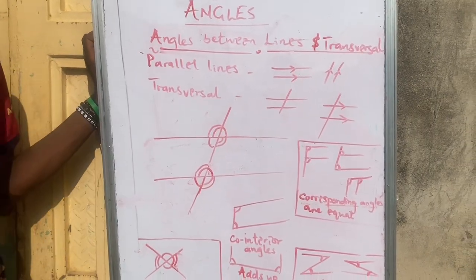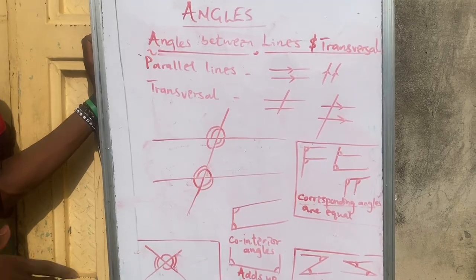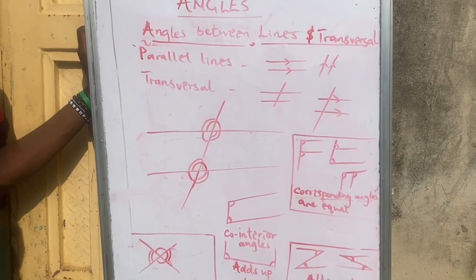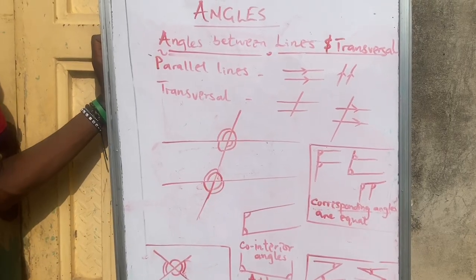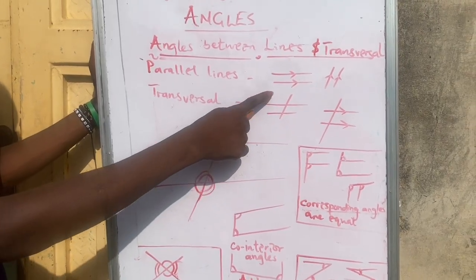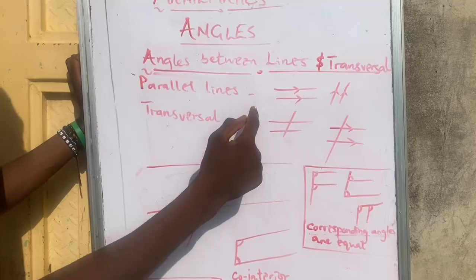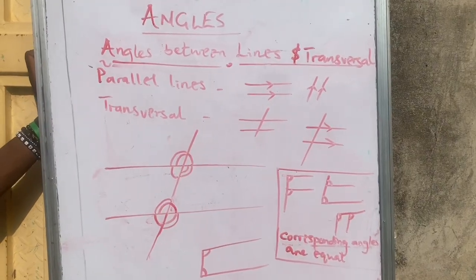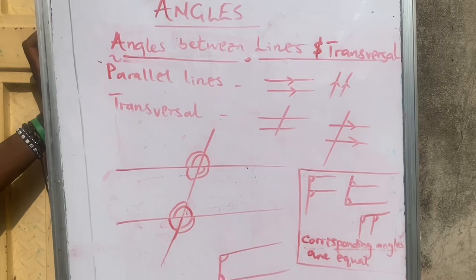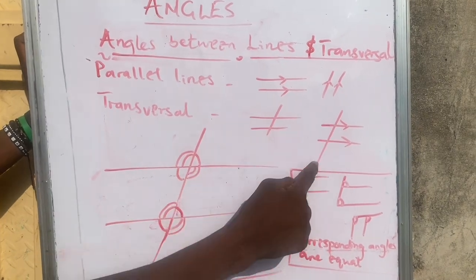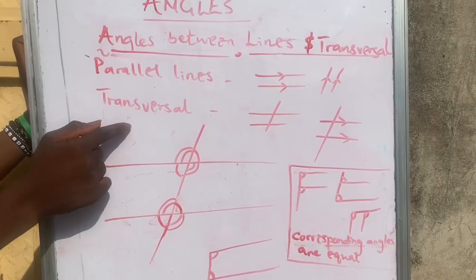Now, what's a transversal? A transversal is any line that cuts across parallel lines or non-parallel lines. That's why you can see what I drew on the board. These are parallel lines, and we use this arrow in mathematics to indicate that the lines are parallel. And this line drawn across the parallel lines is what we refer to as a transversal.